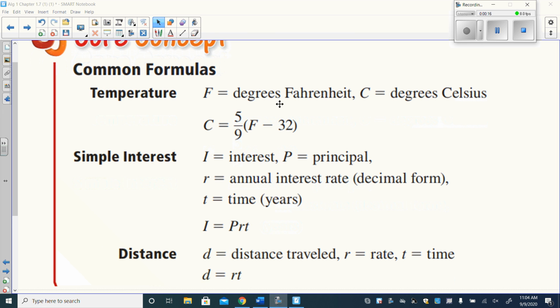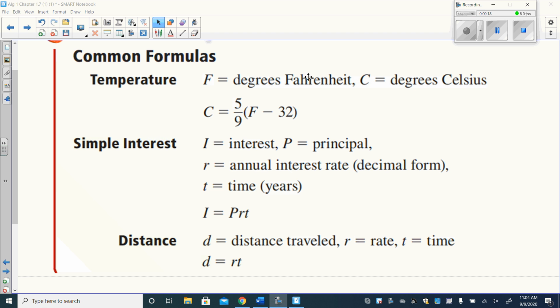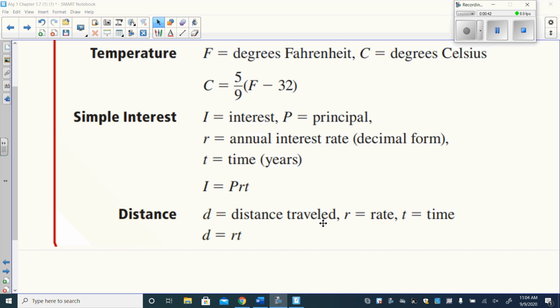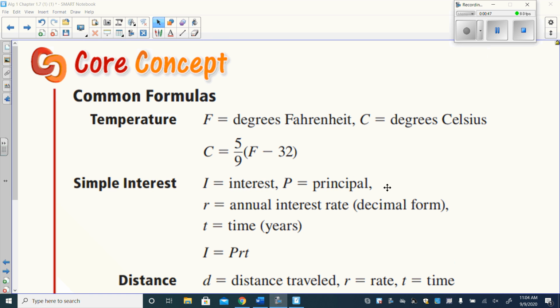So what we're looking at are some common formulas. Temperature: F is degrees in Fahrenheit, C is degrees in Celsius. So Celsius is equal to 5/9 times Fahrenheit minus 32. We also have simple interest. I is interest, P is principal, R is our annual interest rate in decimal form, and T is time. So our principal is kind of what we put in, or what we're starting with, and I is how much interest we earned. Distance, D, is distance traveled, R is rate, and T is time. So we'll be manipulating these formulas today.